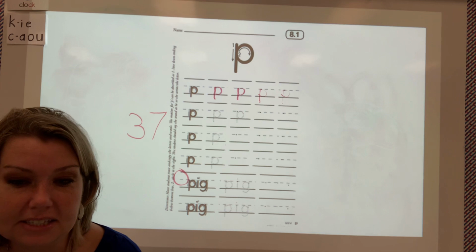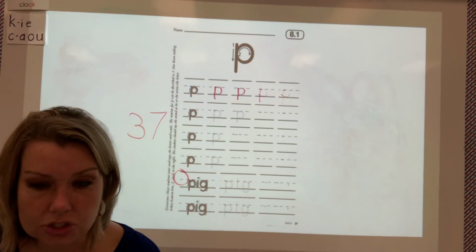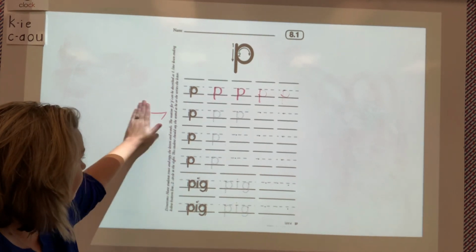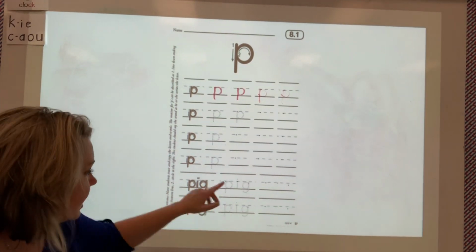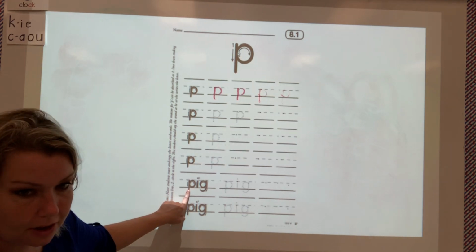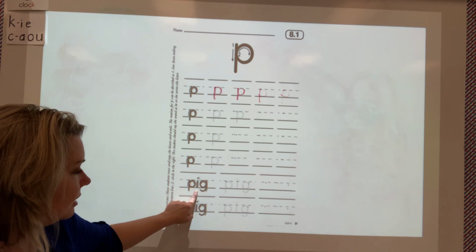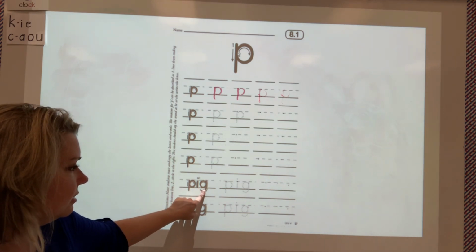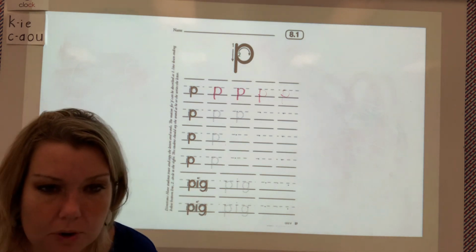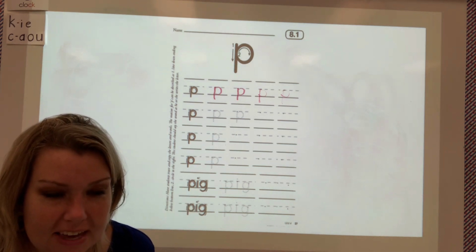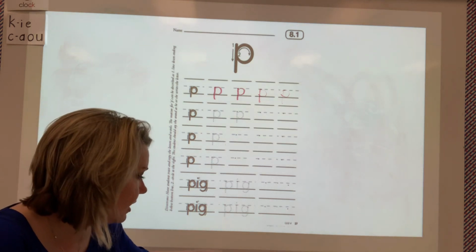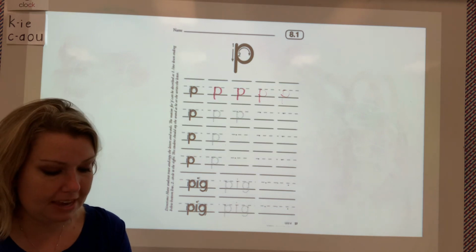All right, I'm seeing some friends done. So let's try to blend these sounds together down at the bottom to make a word. Let's look at these sounds. Let's do them together. Are you ready? P-I-G. P-I-G. What's my word? Pig, right? Pig. So we are going to trace the word pig.